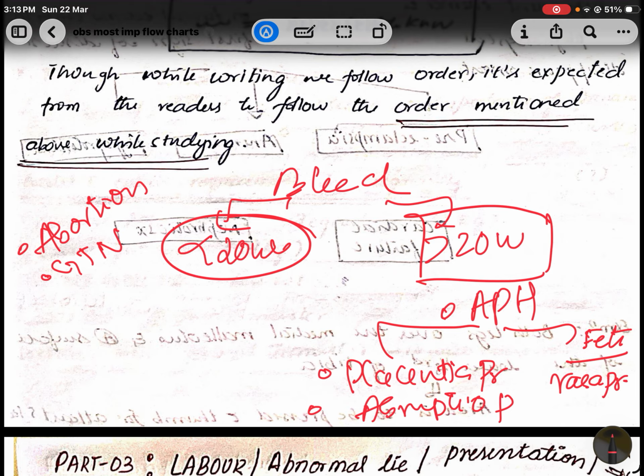Then again with blood loss, if it's happening during delivery or after delivery, it's called postpartum hemorrhage.